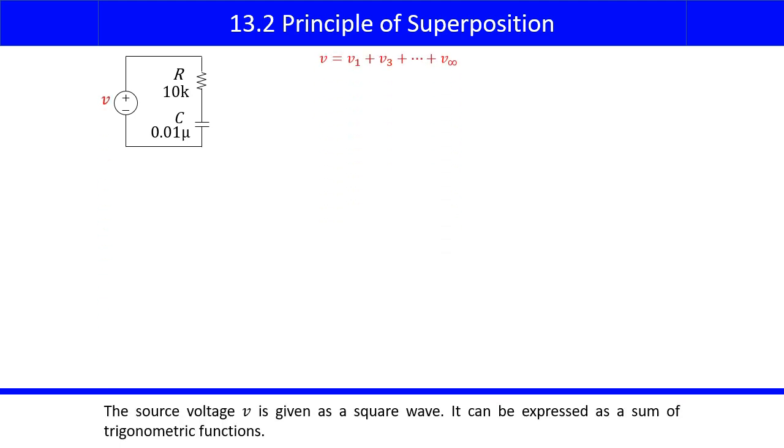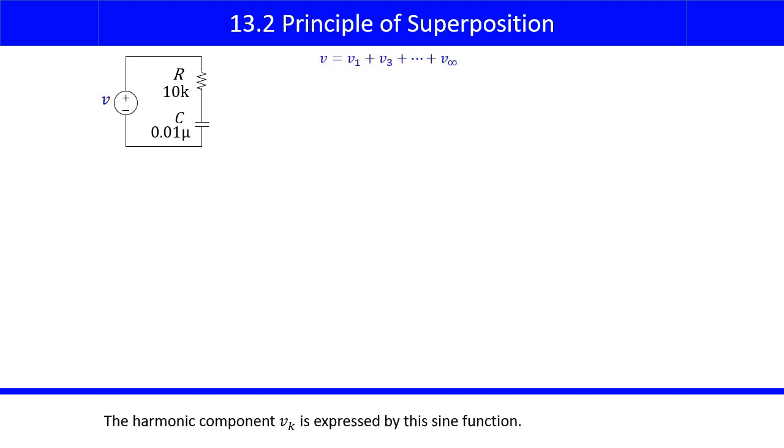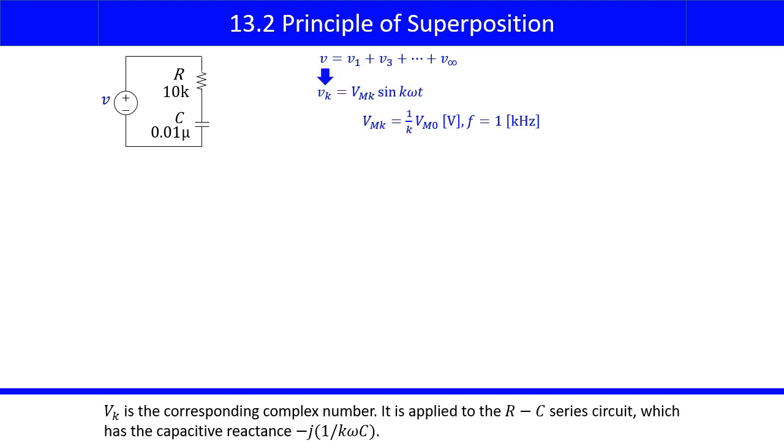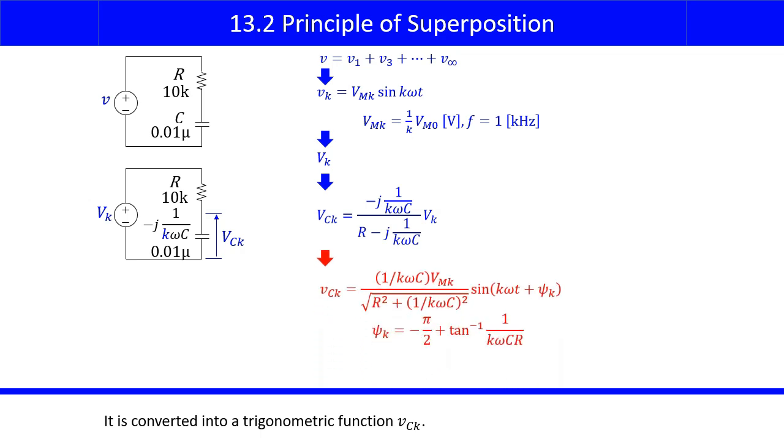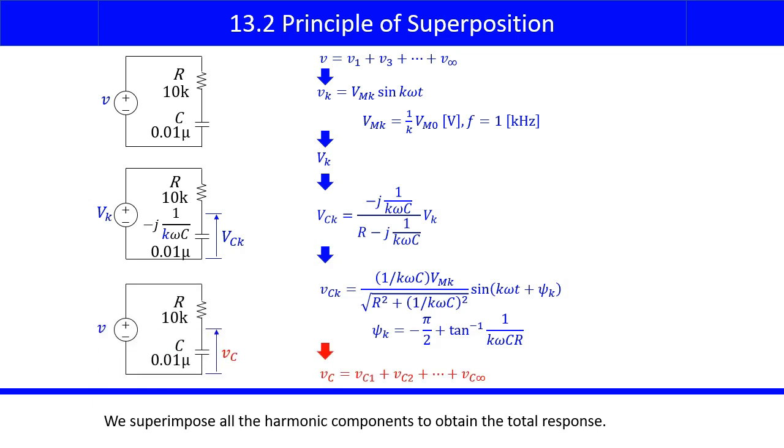The source voltage V is given as a square wave. It can be expressed as a sum of trigonometric functions. The harmonic component vk is expressed by this sine function. Uppercase Vk is the corresponding complex number. It is applied to the RC series circuit, which has the capacitive reactance negative j times 1/k omega C. Then Vck is obtained by using AC circuit analysis methods. It is converted into a trigonometric function lowercase vck. We superimpose all the harmonic components to obtain the total response.